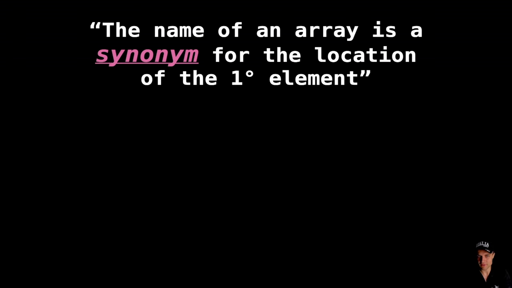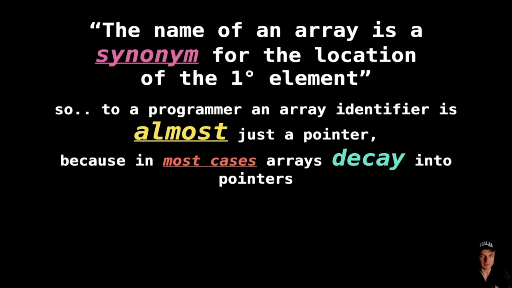The name of an array is a synonym for the location of the first element. So basically, the name of the array is an alias. So to a programmer, an array identifier is almost, and this almost is very big, just a pointer, because in most cases, arrays decay into pointers. Decay is a fancy word that means loss of type and loss of dimension. And yeah, I know, my friend, tricky. But I'm gonna try to make all of this as easy vanilla as possible.